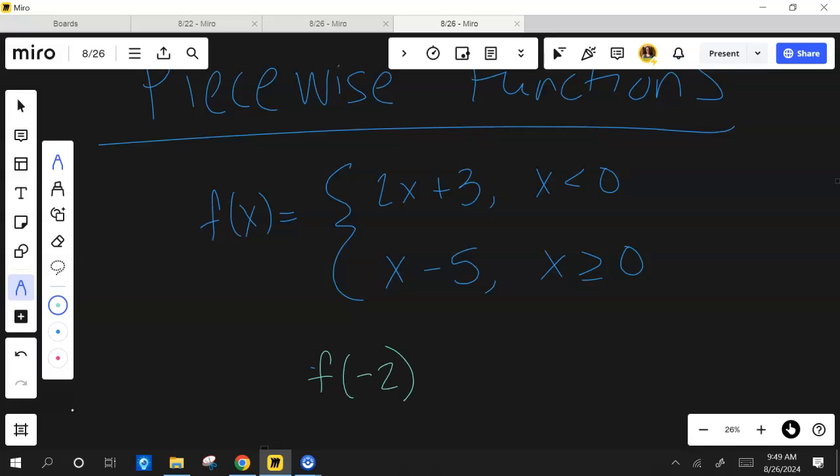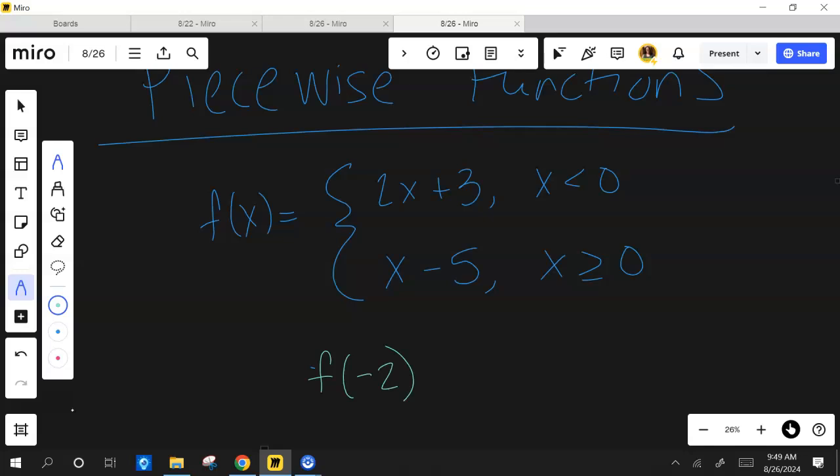Plug negative 2 into x, but I have two different equations. Which equation would I use? Both of them? Or the easier one? Will says use the easier one. Do you agree that negative 2 is my x here? You said plugging in for x, so it's x, right?